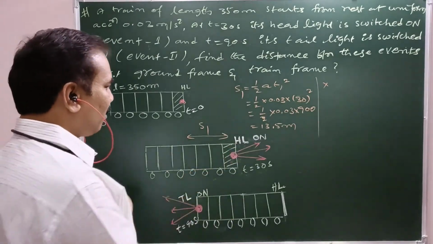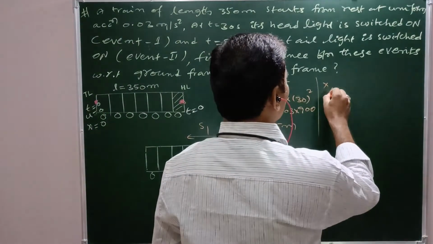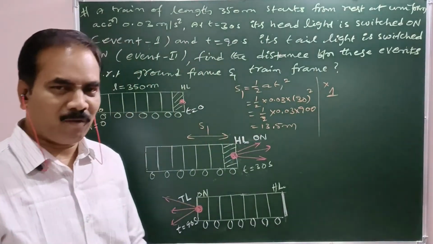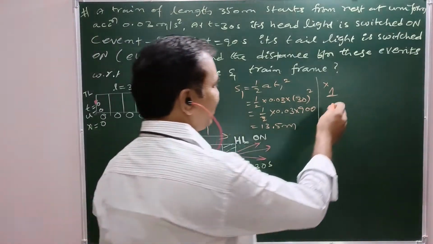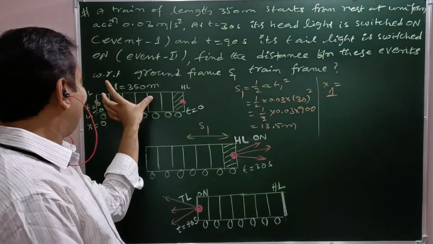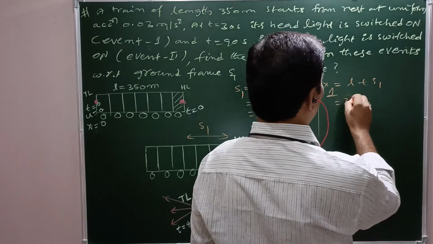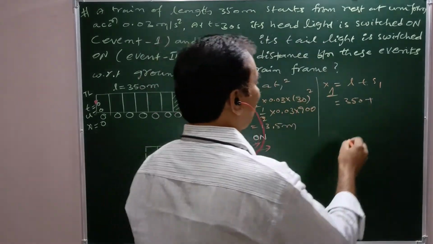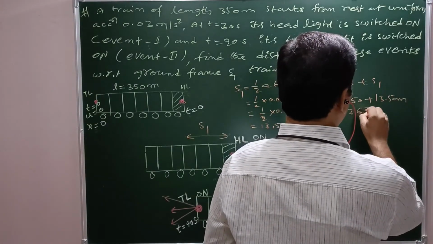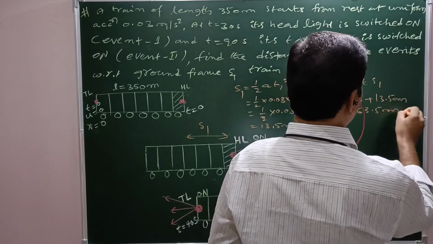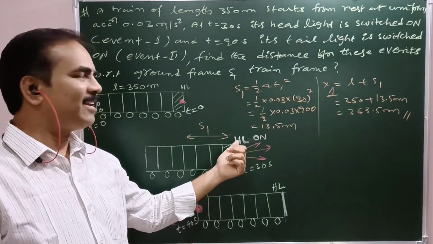So by that time, the position of the headlight is 350 plus S1. So x1, that is the position coordinate of event 1 at which the headlight glows, equals length of the train plus S1. Length of the train is 350 meters plus S1, which is 13.5 meters. So that is 363.5 meters. This is the position coordinate of event 1 at which the headlight is on.